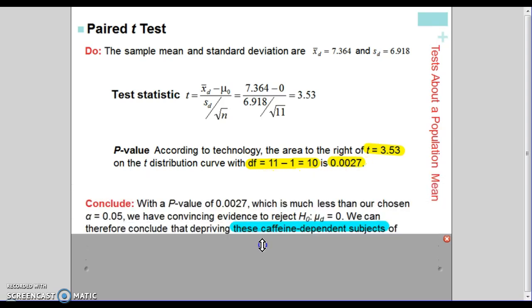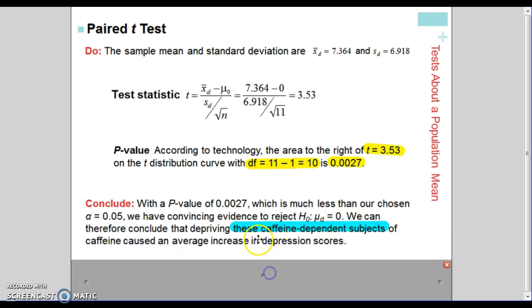That will lead us to our conclusion that our p-value is less than alpha. We do have convincing evidence to reject the null hypothesis that the mean difference is 0. We can therefore conclude that depriving these caffeine-dependent subjects of caffeine caused an average increase in depression scores.